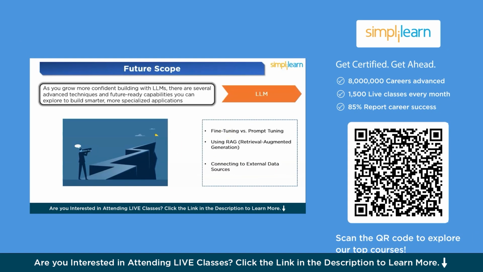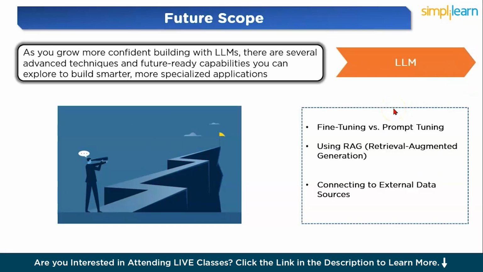This is useful when you want the model to understand industry-specific language or behave in a certain way consistently. However, it's resource intensive and usually requires large datasets and GPU support. Prompt tuning, on the other hand, is kind of lightweight. It focuses on crafting or learning optimal prompts, often called soft prompts, without changing the underlying model. It's faster, cheaper, and works well for specific tasks like classification, summarization, or form filling.